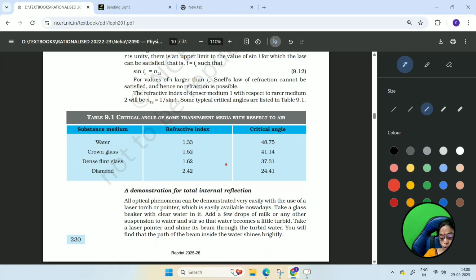Total internal reflection. I was already talking about why the diamond glitters. The refractive index of diamond is 2.42. Since the diamond refractive index is 2.42, its critical angle is very much lesser compared to others. So 24.41 degrees is the critical angle, which is lesser. That means it will undergo TAR.